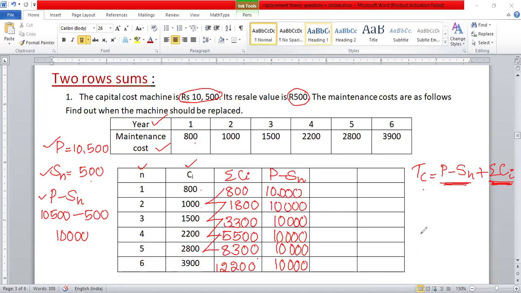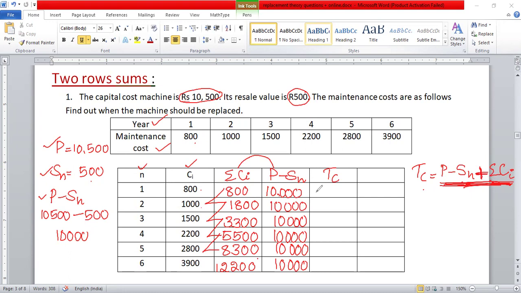So TC is not completed till now, guys, because we have done the first part, summation of CI, and P minus S of n. Look at that middle, plus is there. P minus S of n plus summation of CI, we should add it. Then only it is complete. So that is the transportation cost formula. Now we are going to write TC. So these two we should add. That is the formula: P minus S of n plus summation of CI.